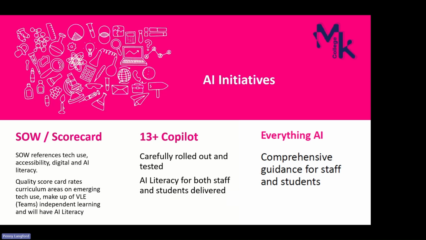We only this year rolled out 13 plus Copilot for our under 18 students, and this was very carefully rolled out, looking at consent issues and ethical issues. It went to an ethics board, and we've thoroughly tested it. AI literacy for both staff and students has been delivered alongside that rollout, so we've been doing a lot of that as part of our rollout. And then, as everybody else has said, we have a site that's everything AI, which is comprehensive guidance for staff and students.